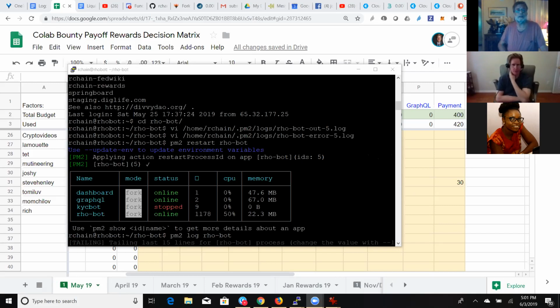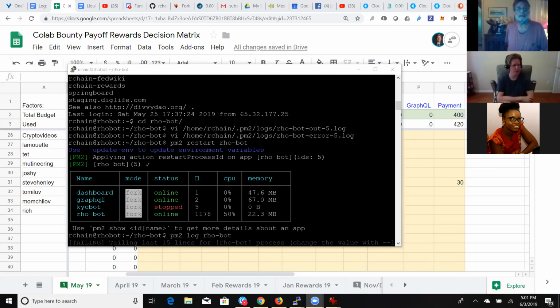I'm just looking at the... Oh, there we go. I was on the wrong screen. KYC bot is defunct. I should remove that. It's been renamed to robot, and that code is no longer maintained. That was supposed to be the welcome bot, which could be a fork of robot at some point again.